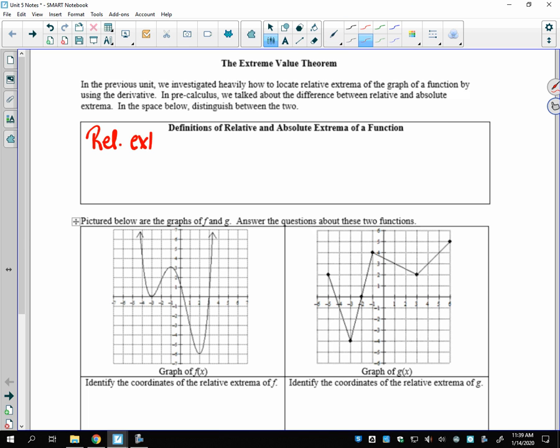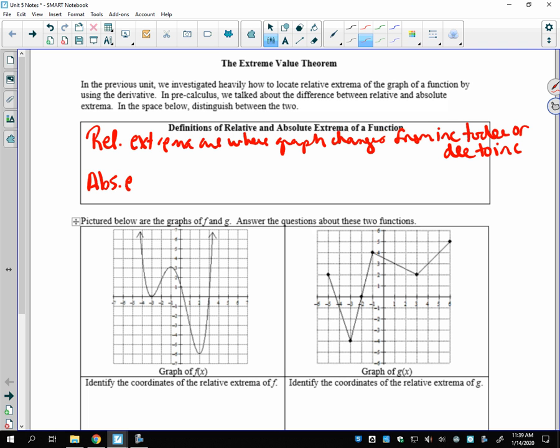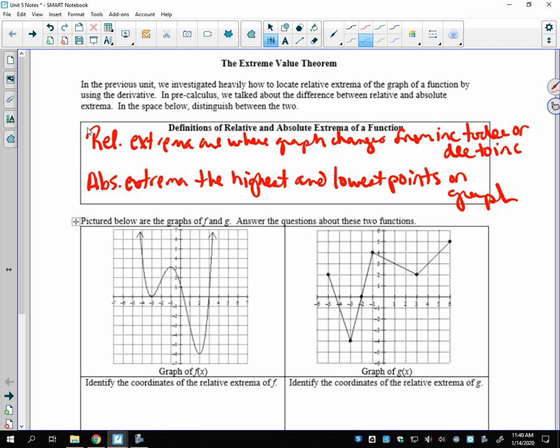Relative extrema points, relative max and mins, are where the graph changes from increasing to decreasing or decreasing to increasing, right? It's hills and valleys in your graph. But absolute extrema, the absolute max and min, are the highest and lowest points on the graph. Okay, so relative extrema is what we've been finding. Absolute extrema is the highest or the lowest.